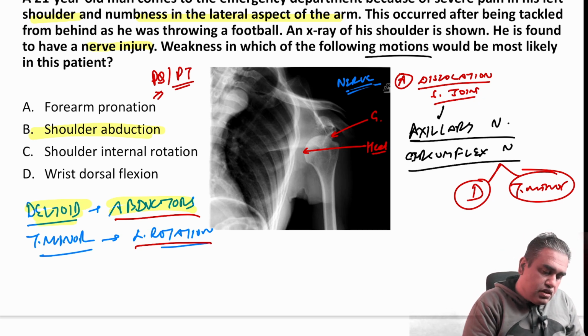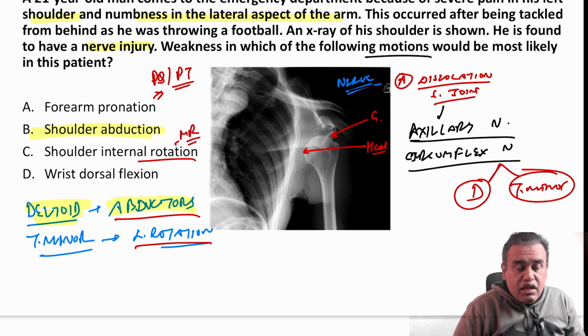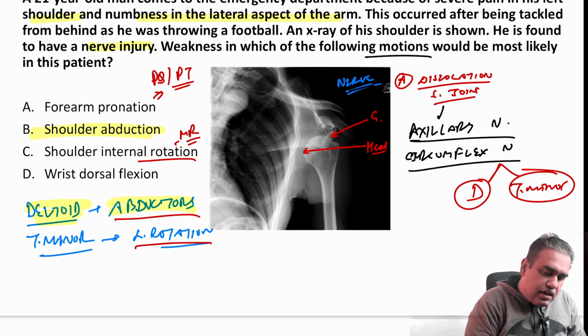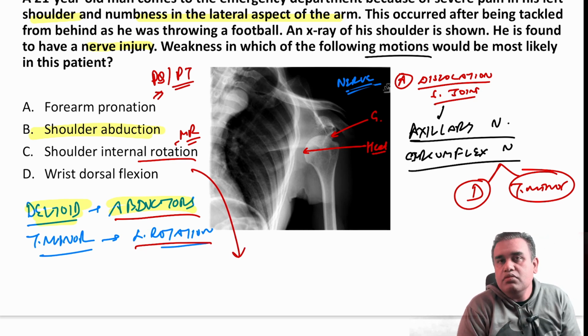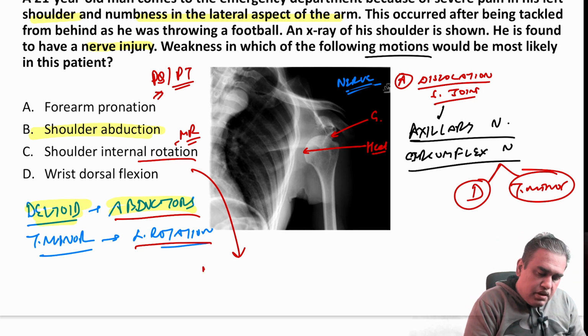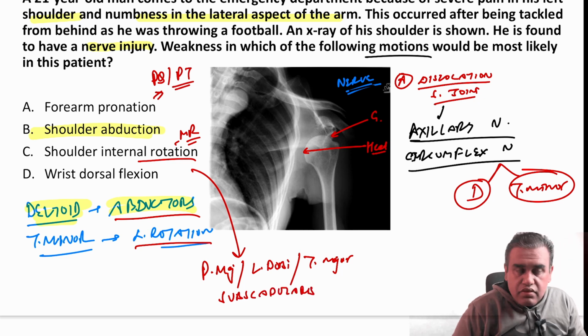और options भी देख लो. Shoulder internal rotation, that is medial rotation, not the lateral one. Which muscle causes the internal rotation of the shoulder? बताओ भाई. The muscles which are attached on the front of the humerus: pectoralis major, latissimus dorsi and teres major. Then there is another muscle, subscapularis, ये भी कराएगी because it is attached anteriorly on the lesser tubercle.